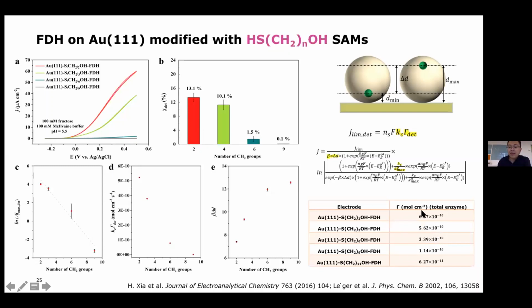But if we measure the overall enzyme loading using some spectrophotometer method, which includes the DET capable and not capable enzyme, the loading on different electrodes, there's not so big a difference. So which means the DET ratio is the key factor here.